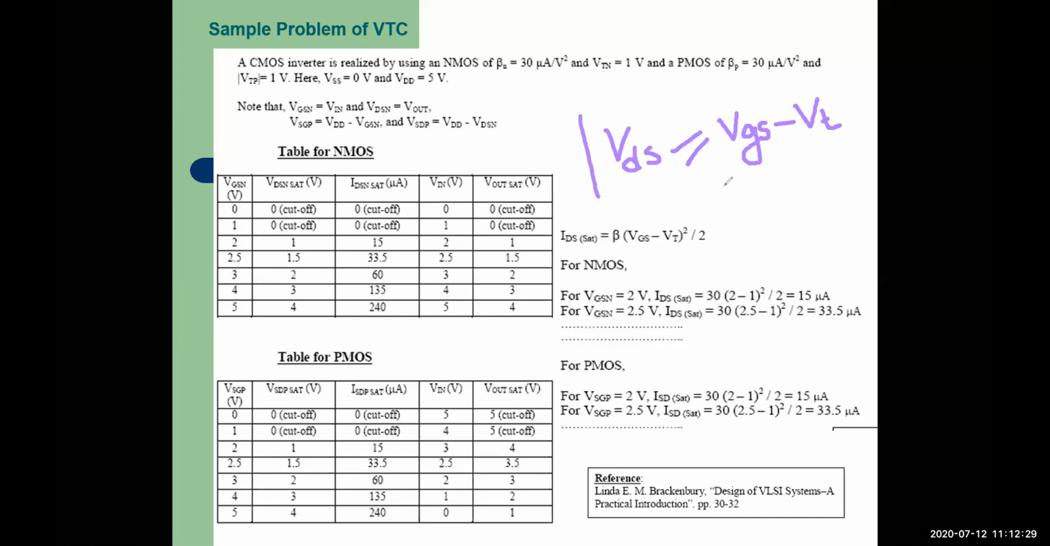So let's use this formula to find out the starting point of our saturation. The starting point: our VDS will be VGS minus VT. So VGS minus VT is equal to VDS. What is our VT? Our VT is 1 volt. So VGS minus 1 volt is equal to VDS. So 0 minus 1 is equal to what? It was supposed to be minus 1, right?